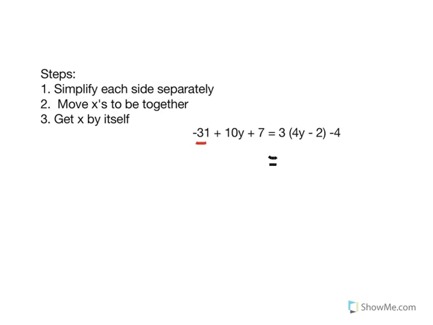So what I notice is I have a negative 31 and I have a positive 7. The other term I have is a 10y. It's the only y term, so it's just going to come down. So here I have my left side all cleaned up. I've cleaned up the negative 31 and the 7, and then the 10y. I have a number part and I have a y part.